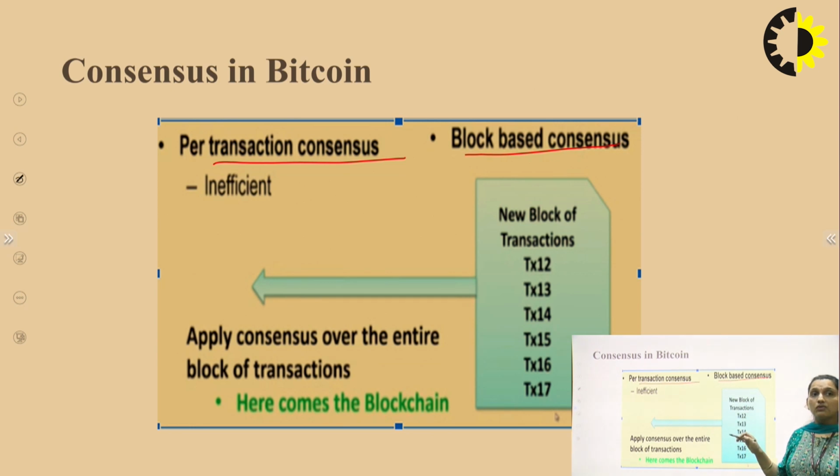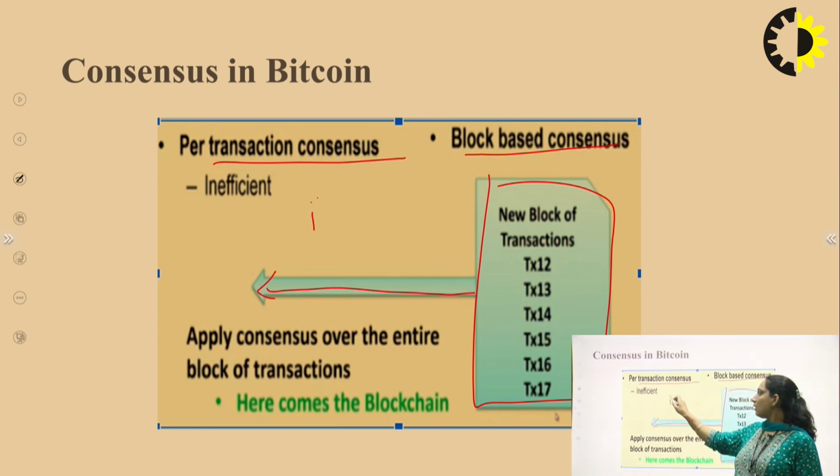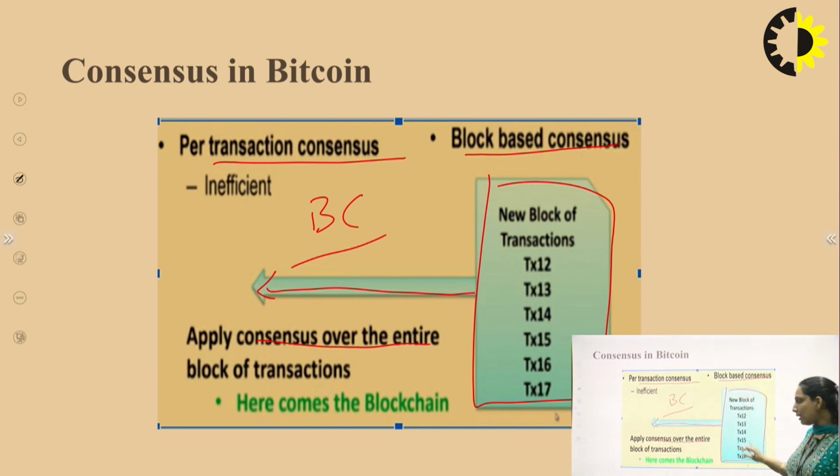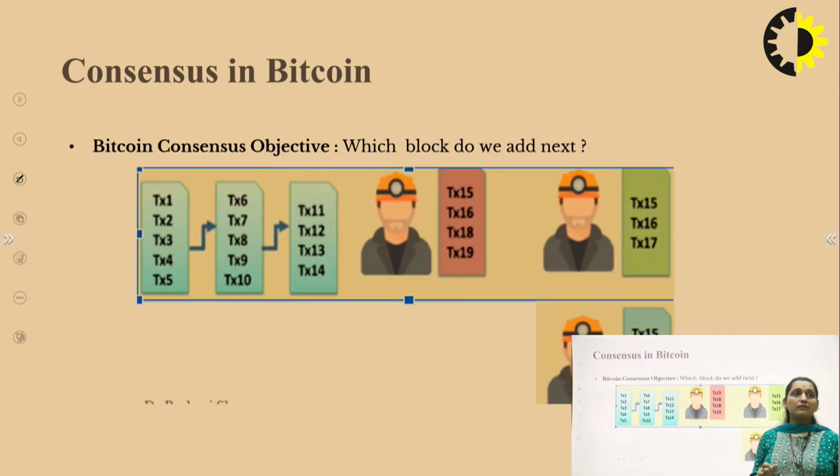In this block-based transaction we will have a total of 5-6 transactions, commit them, and then add them to a block. This is a block of chains. Apply consensus over the entire block, and then we will get a result of a blockchain here. Okay, then what is that?